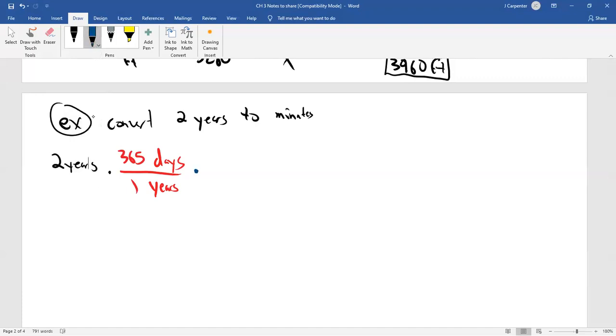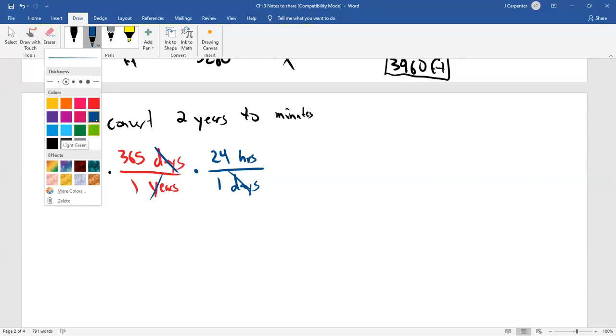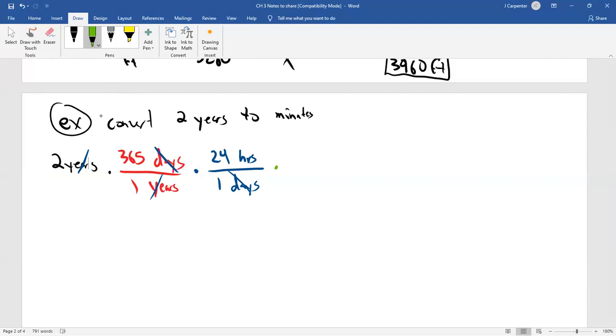But then we need another, because now we're in days. The years are gone. We can go from days to hours. So in this one, out with the old, days in the bottom, hours in the top. How many days to how many hours? Well, 1 day is 24 hours. Days are gone. Now we've got to multiply by another fraction to go from hours to the next thing. Well, we can go from hours to minutes. So out with the old, hours go in the bottom, so they'll cancel. Minutes go in the top. Hours are gone. How many hours to how many minutes? Well, 1 hour is 60 minutes. That's the units we want, so that'll give us our answer.